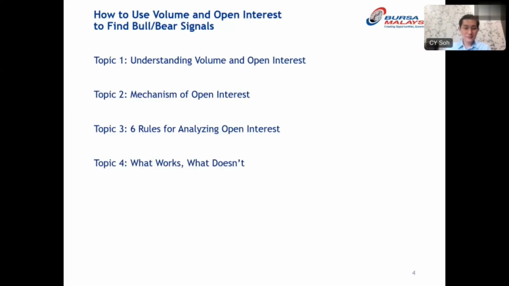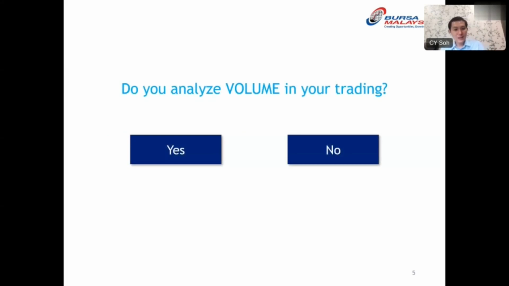All right, great. Before we begin, let's take a quick poll. First question for you: do you analyze volume in your futures trading? If you do analyze futures volume in your trading, you can type in yes in the chat box. If you completely don't look at volume at all in your trading, you can just type in no in the chat box, so that I can adjust my delivery method accordingly.